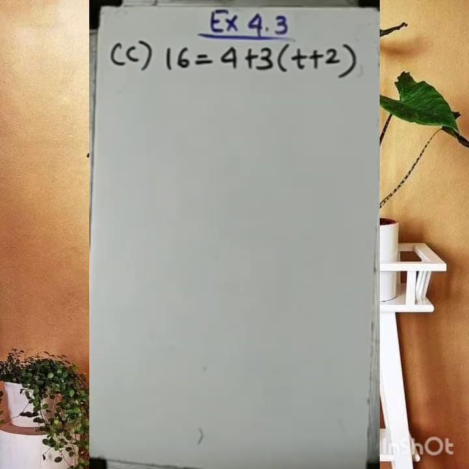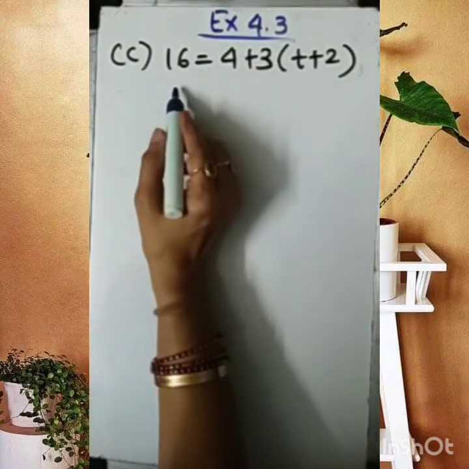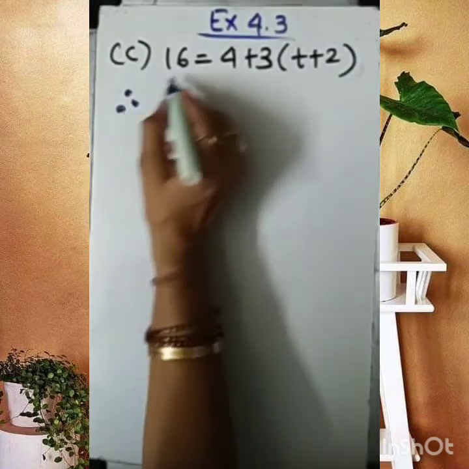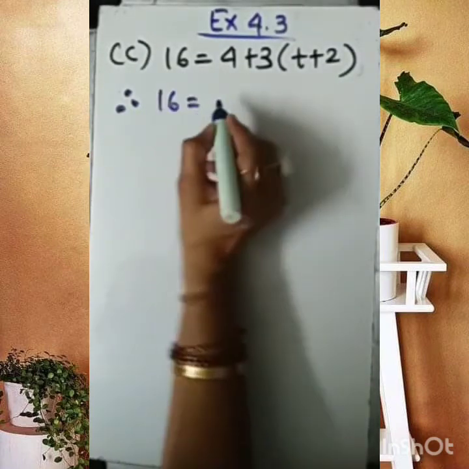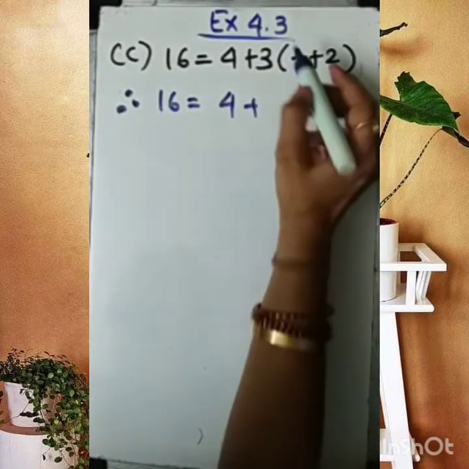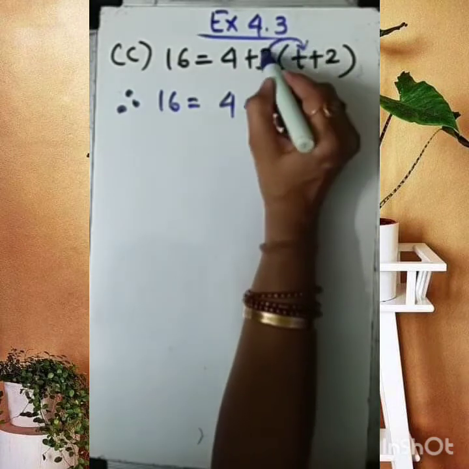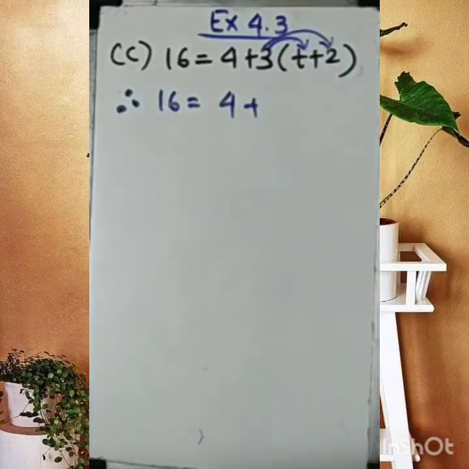So in the C part of the same question, we are given 16 equal to 4 plus 3 into (t plus 2). That is question number 3. Now, very simple, very easy. Look at your screen. 16 is as it is, my dear student. 4 is as it is. Now, 3 into t and 3 into 2.